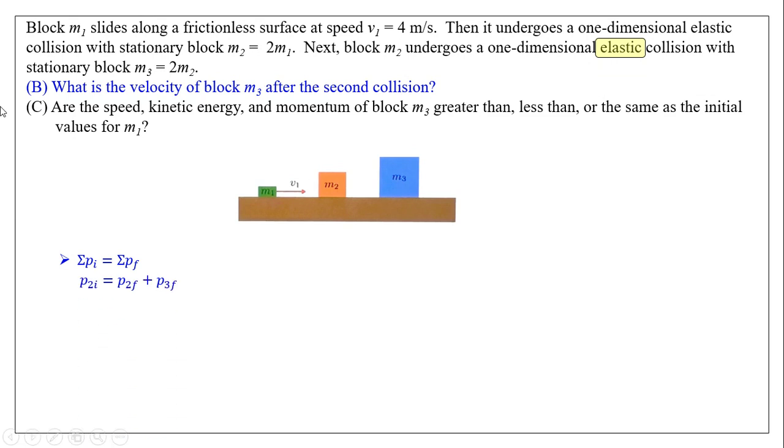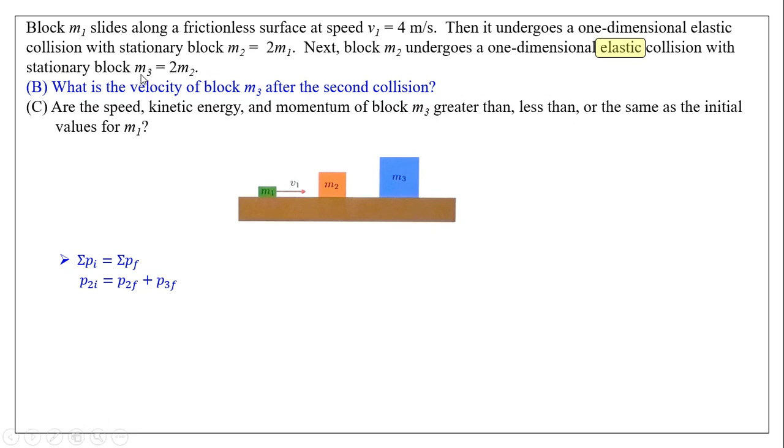Initially, if I'm just looking at M2 and M3, the only object moving is M2. So after it got struck by M1, M2 will move to the right, but it's going to strike M3, which is initially at rest. And if M3 is initially at rest, it has no momentum initially. So on the left side, I only have a P2I. On the right side, I have a P2F plus a P3F. Once again, M2 and M3 are different masses, so the velocities will be different at the very end. So I know they'll be moving.